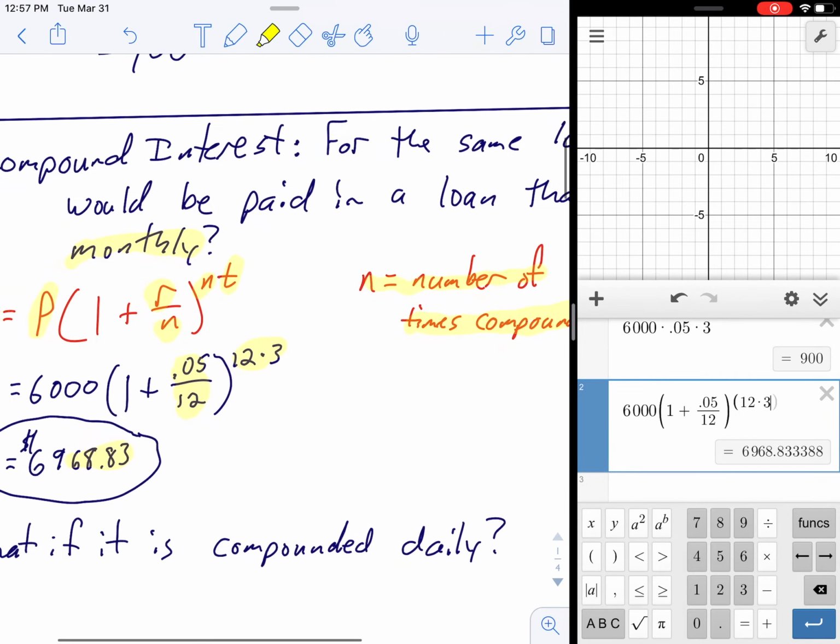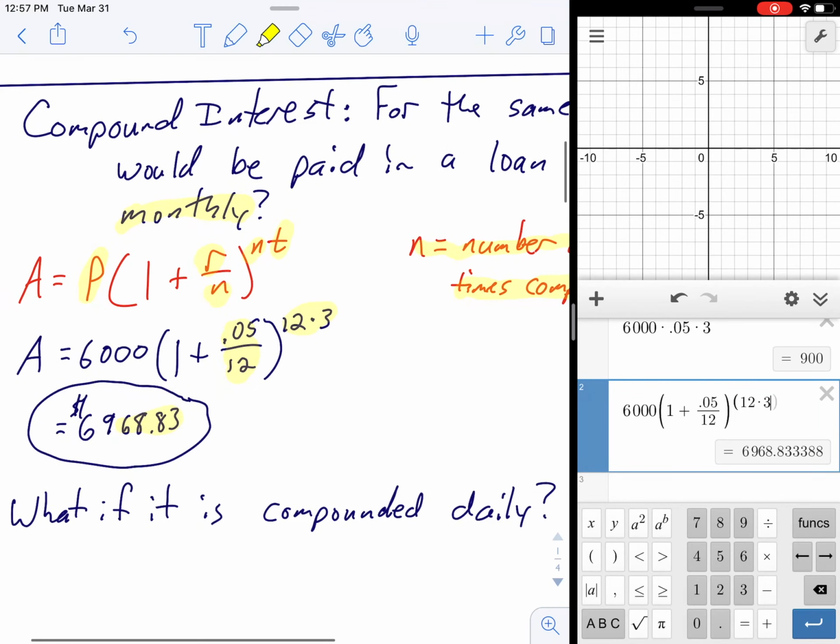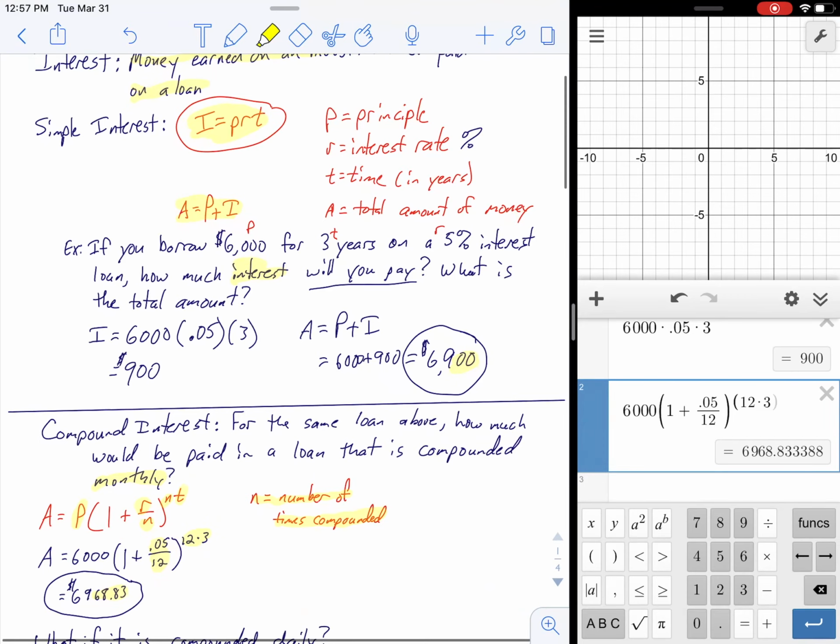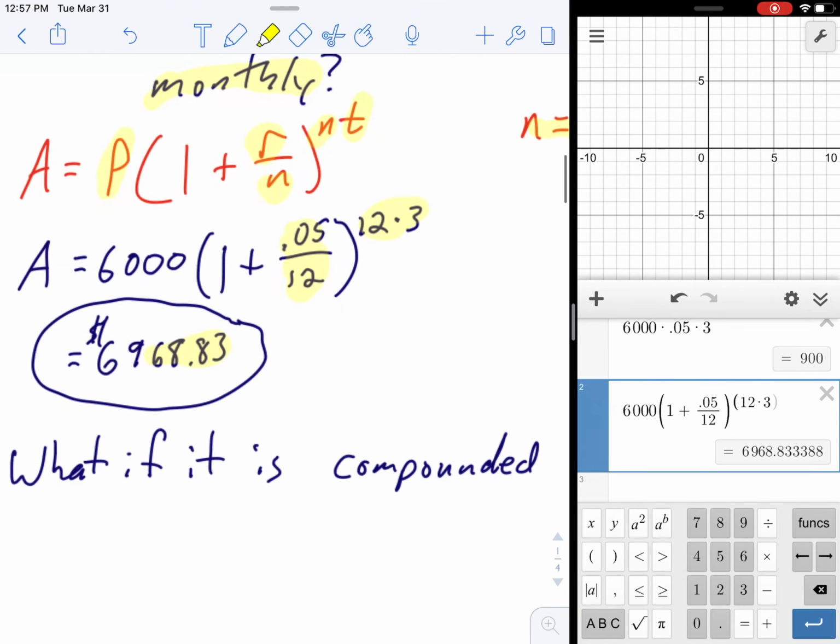But the deal is they can still advertise it as a 5% loan. So it seems to the consumer to be the same, but they make more profit. Now you might look at $68.83 and be like, yeah, so what? That's a couple of fill-ups in the gas tank. It's not a big deal.